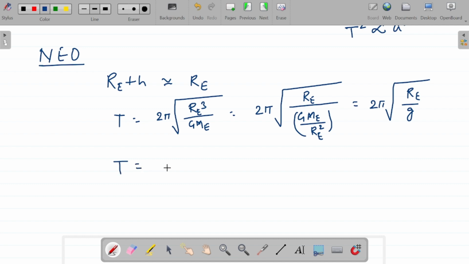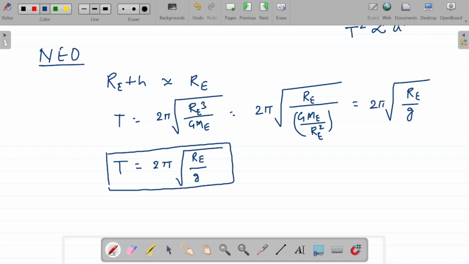Time period of a satellite which is revolving near the Earth's surface is 2π√(Re/g), where g is acceleration due to gravity. Okay, this is one thing. And if you put all these values here, this time period comes nearly 85 minutes.